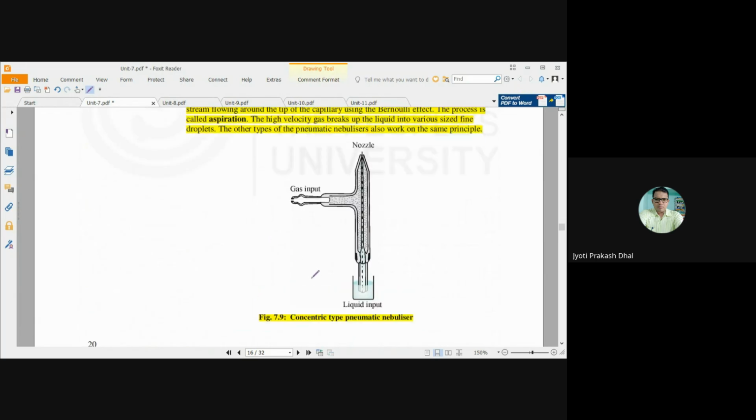Here you can see the liquid input, so that is the concentric type of pneumatic nebulizer. Here this is the nozzle. The liquid solution will be transported into this, and after that it will be converted into fine mist or aerosol. Here is the gas input, so that will mix with the gas. When the solution interacts with the gas, that will convert it into fine mist or aerosol. After that, it will be fed to the flame through the nozzle.